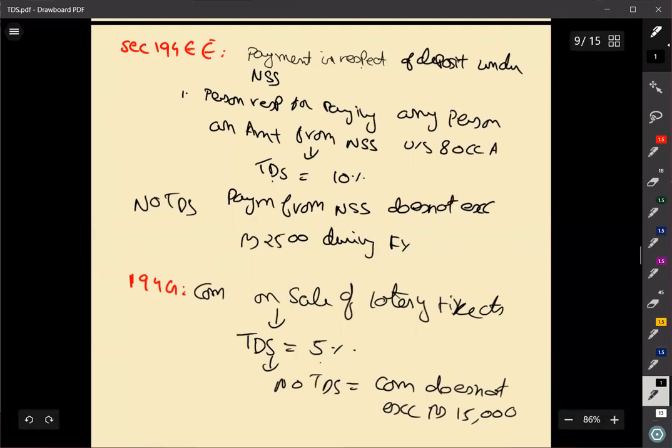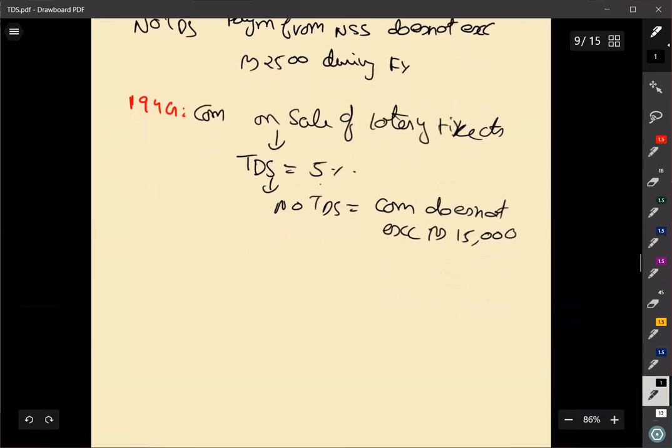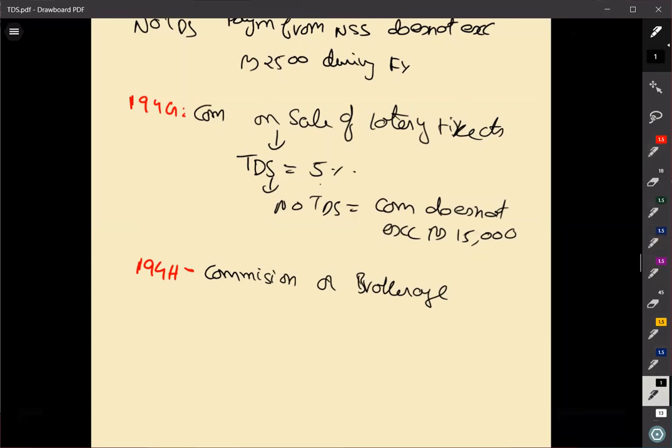That's 194G. Now, the next section is 194H. Even this 194H is speaking about commission. So what does this section say? This section says that it is either a commission or a brokerage.